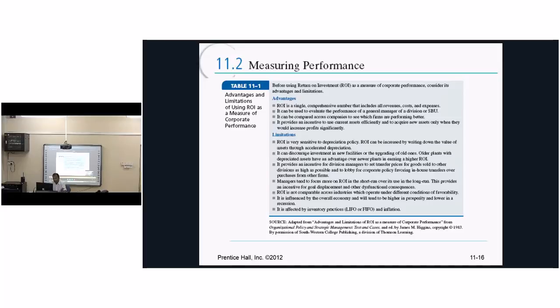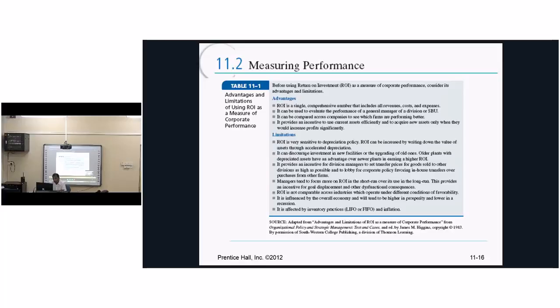That is one thing. And also it could discourage investment in new facilities. The moment you invest in new facilities, your asset base goes up. You don't get a return immediately, so your ROI tends to come down in the short run. Or even if you upgrade the old one, immediately you have capex. As a result, your asset base goes up, but you don't get a return immediately. So it may discourage some investments in new facilities as well as upgrading old ones.